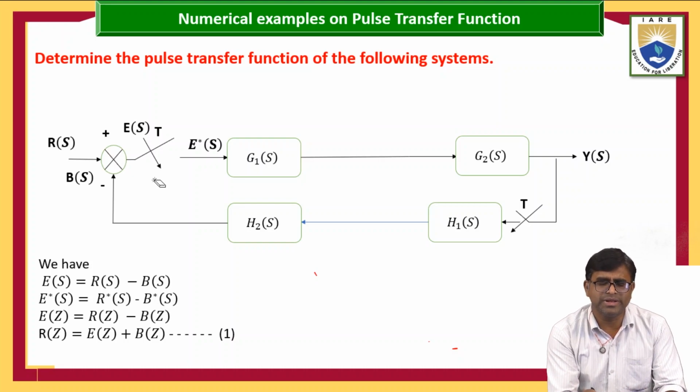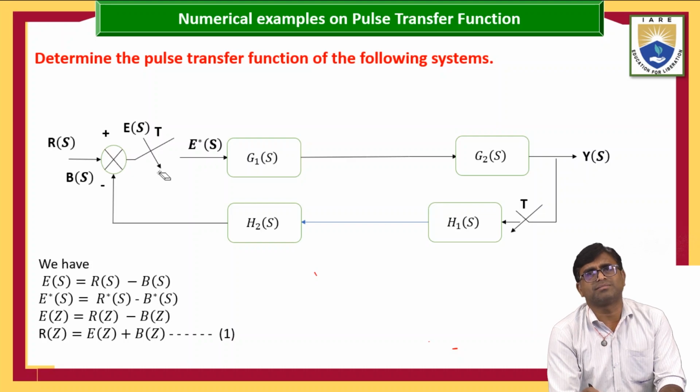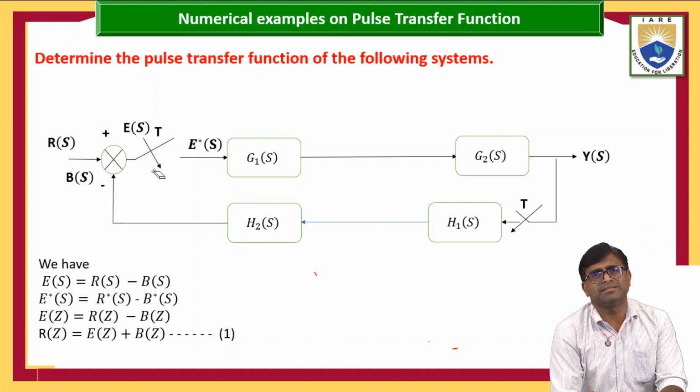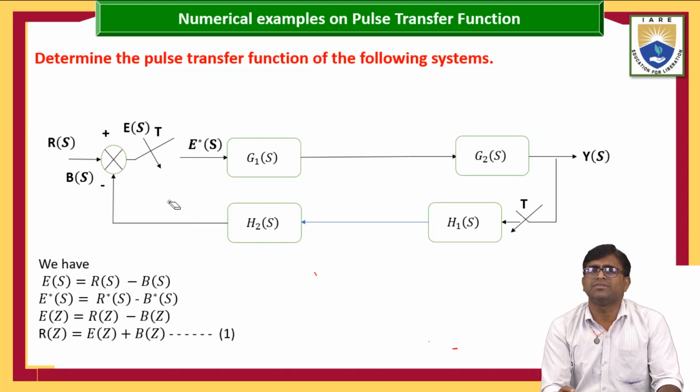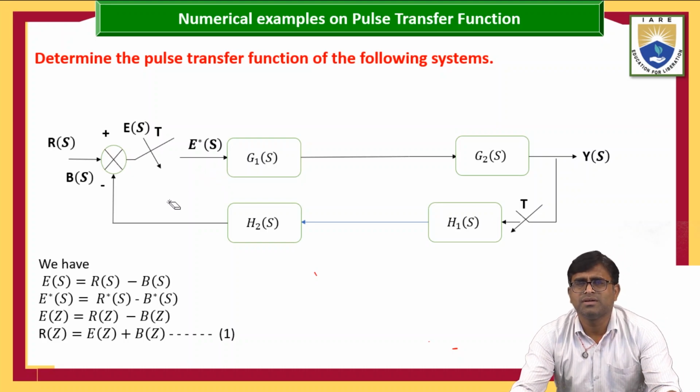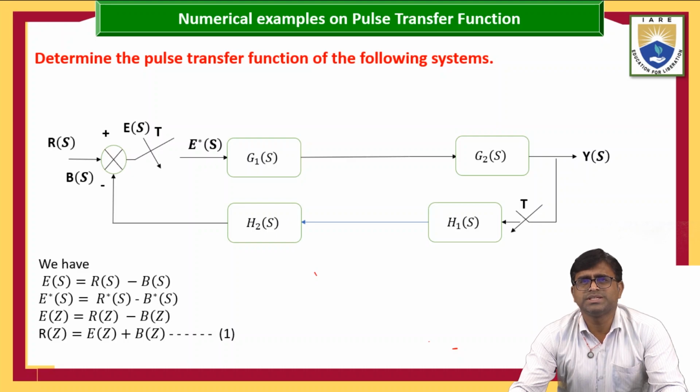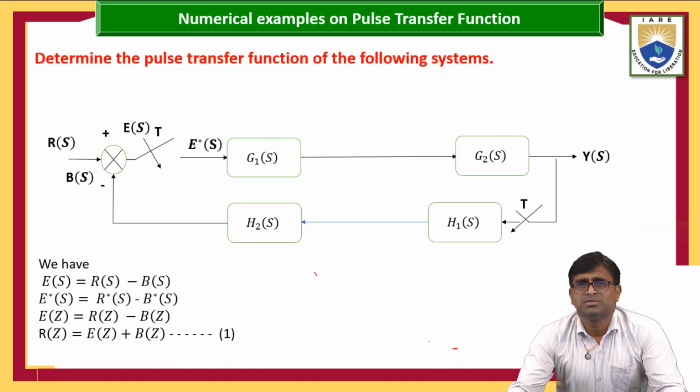After that, what am I doing here? Here I am applying the pulse. When you apply the pulse, E of S becomes E star of S. So what happened? R star of S minus B star of S, B star of S, it is coming. Okay, so we find the E star of S.